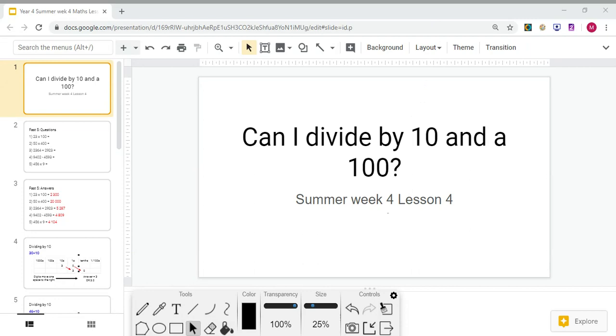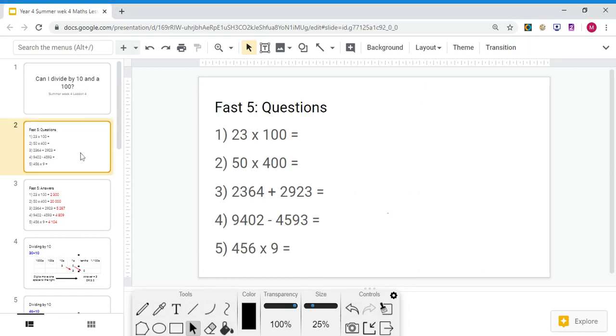Today, we're going to be looking at dividing by 10 and 100. If you can remember last week, we looked at multiplying. But before we go ahead and look at dividing by 10 and 100, we're going to do our fast five questions. All of this work you have covered already. So pause the video for up to 5 minutes.